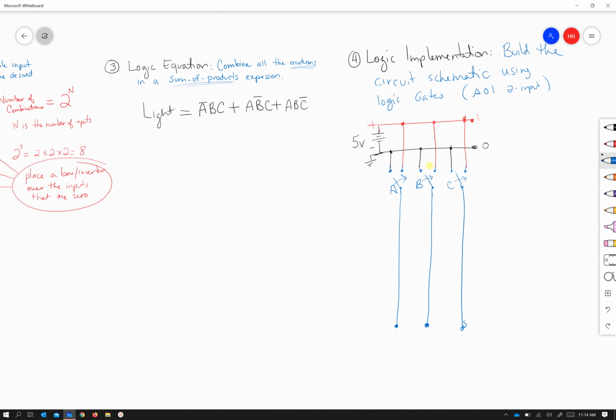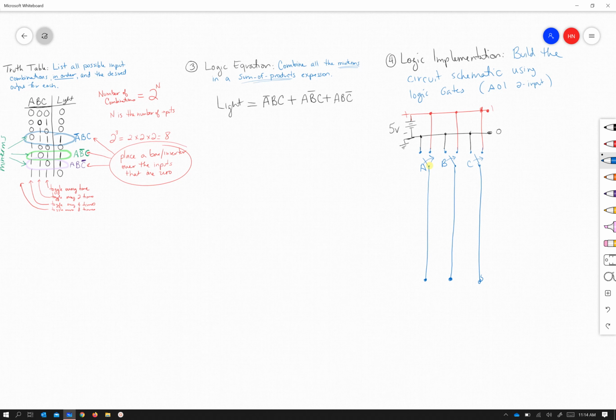I'm going to follow the color coding that I put over here on my equation of minterms. So this first one, I'm going to underscore it as blue. The second one, I'm going to underscore it as green. And the last one is going to be this light purple.